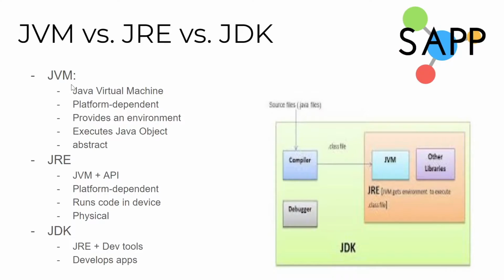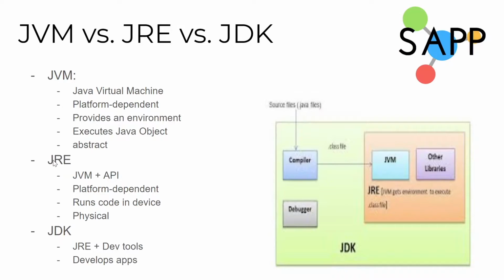What is JVM? Well, JVM stands for Java Virtual Machine, and this is a platform-dependent component, and it basically provides an environment for all the code to be written. It executes all the different Java objects, so you can write your code in here. And the JVM is abstract. And when I say abstract, I don't mean abstract in a philosophical way, but JVM doesn't physically exist. You can't touch it, but it exists. It's kind of like the cloud.